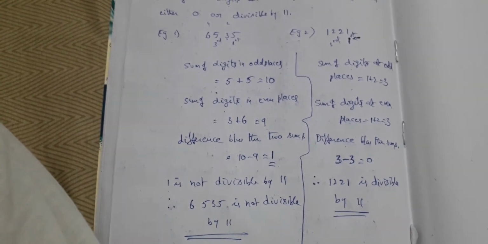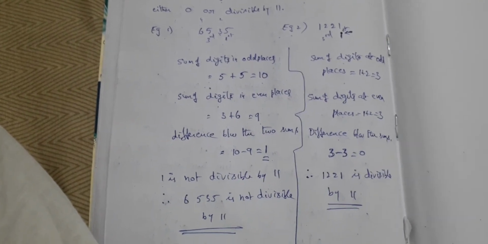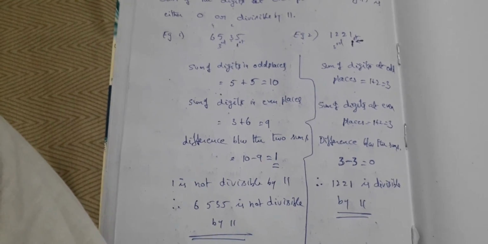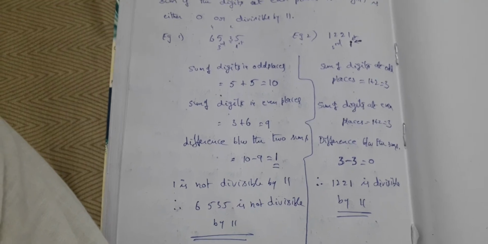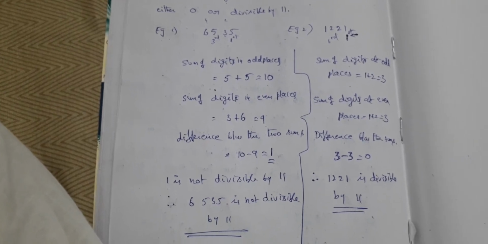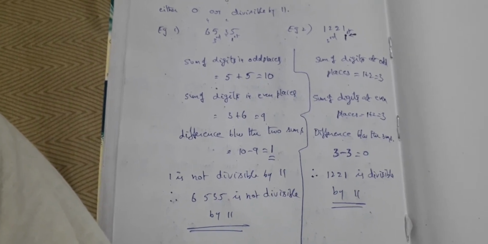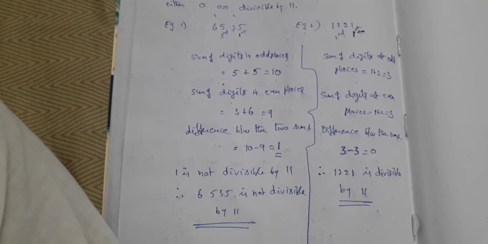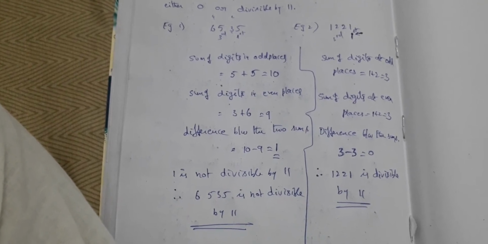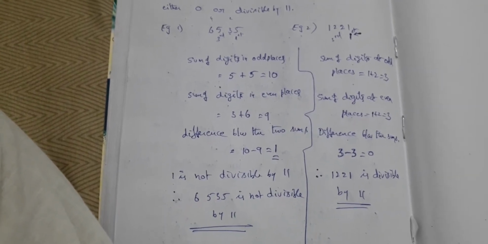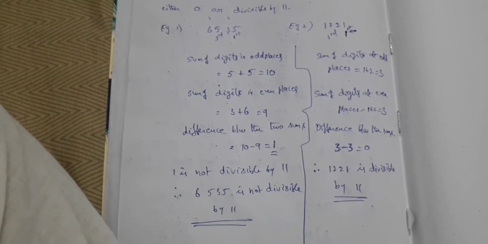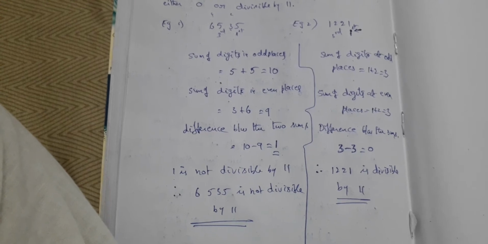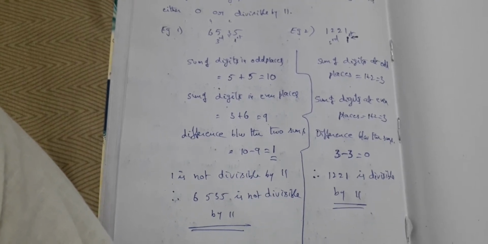In the first example, we got the difference to be a non-zero number. In the non-zero number case, it should be divisible by 11. In the first example, we got the non-zero number to be 1. 1 is not divisible by 11. Therefore, the number is not divisible by 11. In the second example, we got the difference to be 0. When the difference is 0, then it is divisible by 11. Okay? Right.